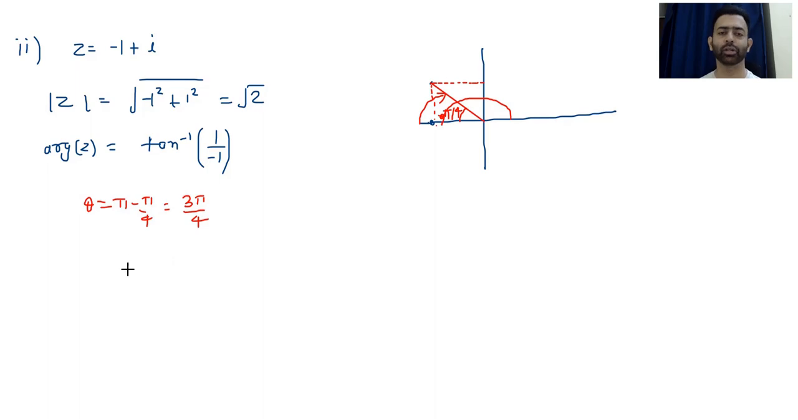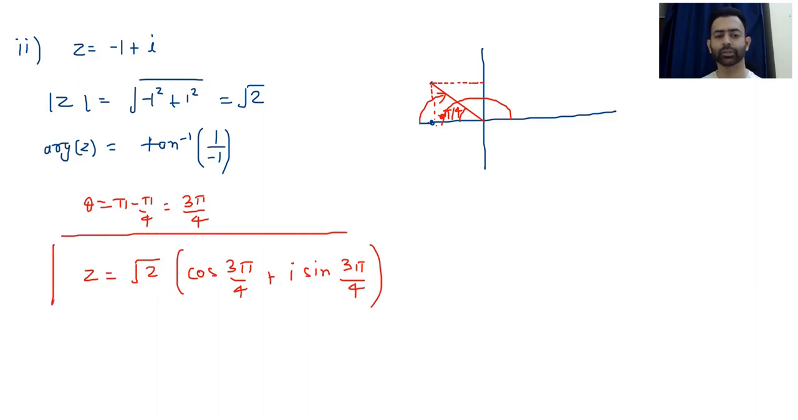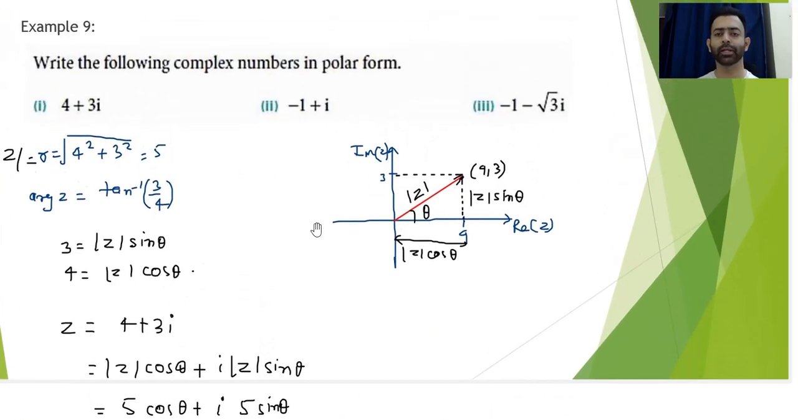So writing this in modulus-argument form, z is √2 (cos 3 pi by 4 + i sin 3 pi by 4). This is the answer. Similarly, we can do the third part. In this, both the real and imaginary parts are in the negative direction, so this point will be in the third quadrant. So theta, in this case, we measure clockwise, whatever the value is.